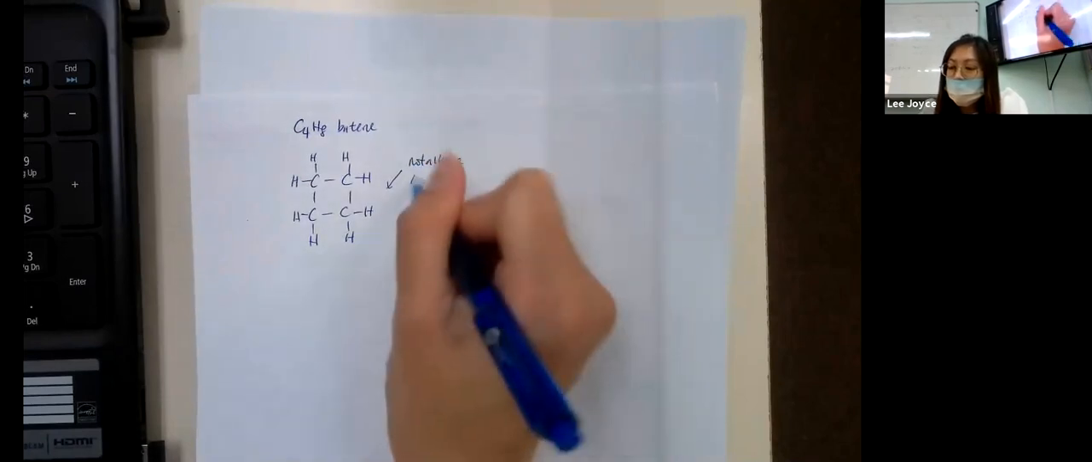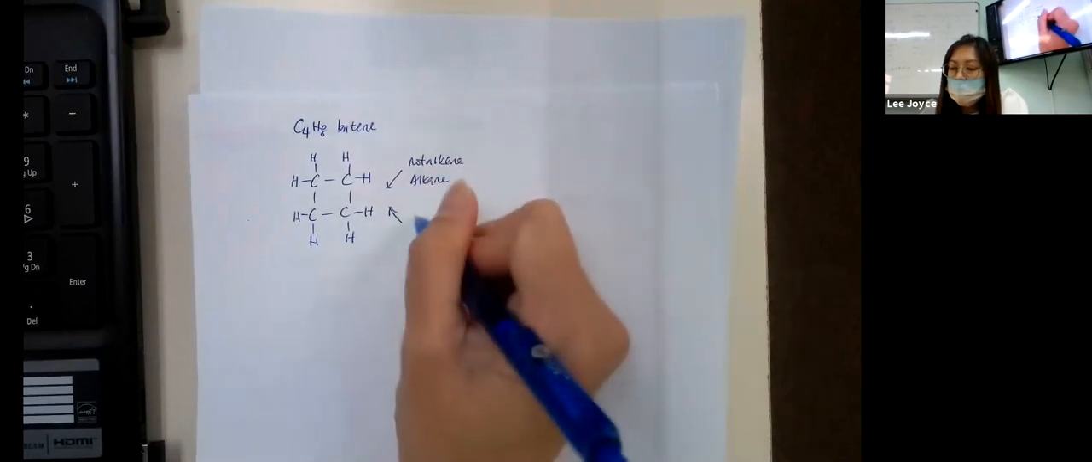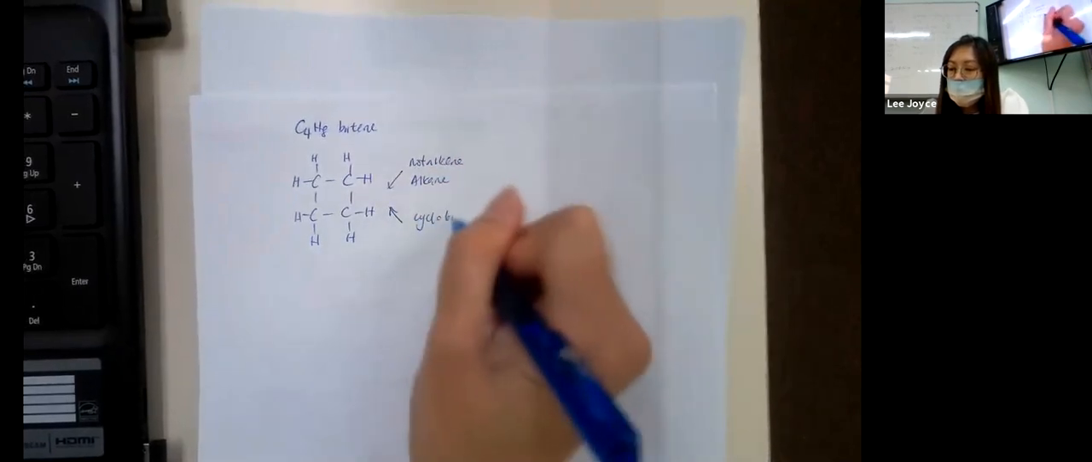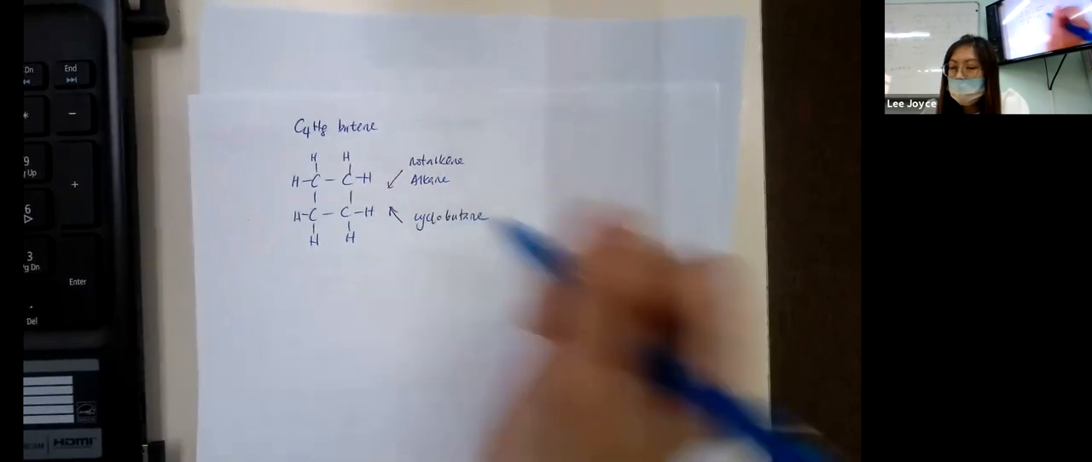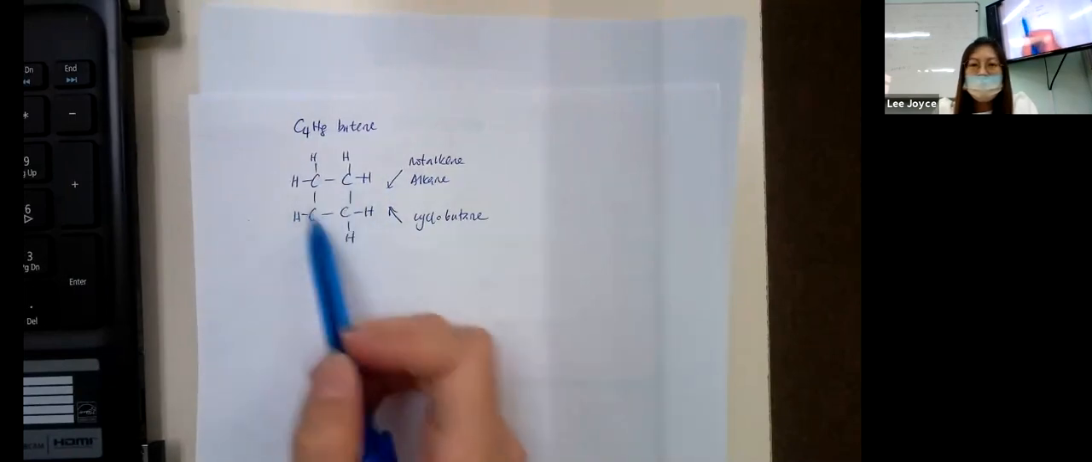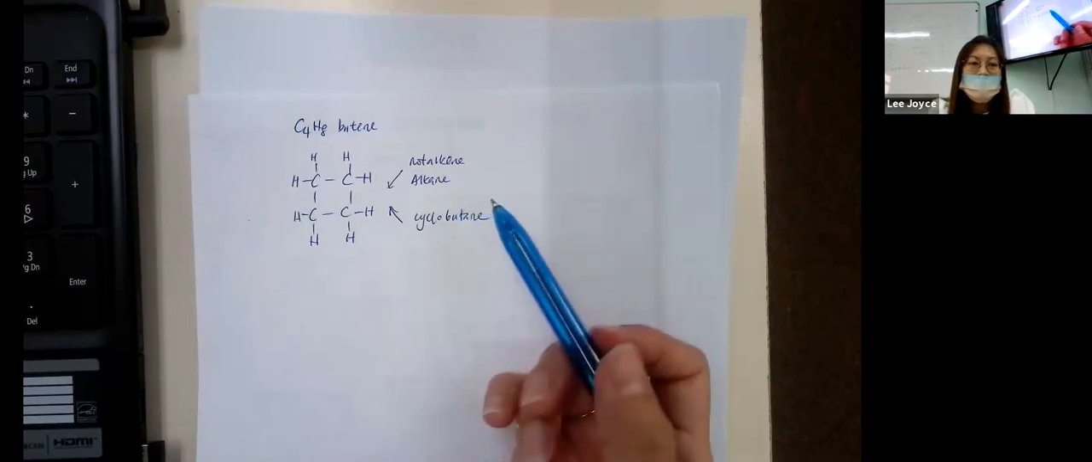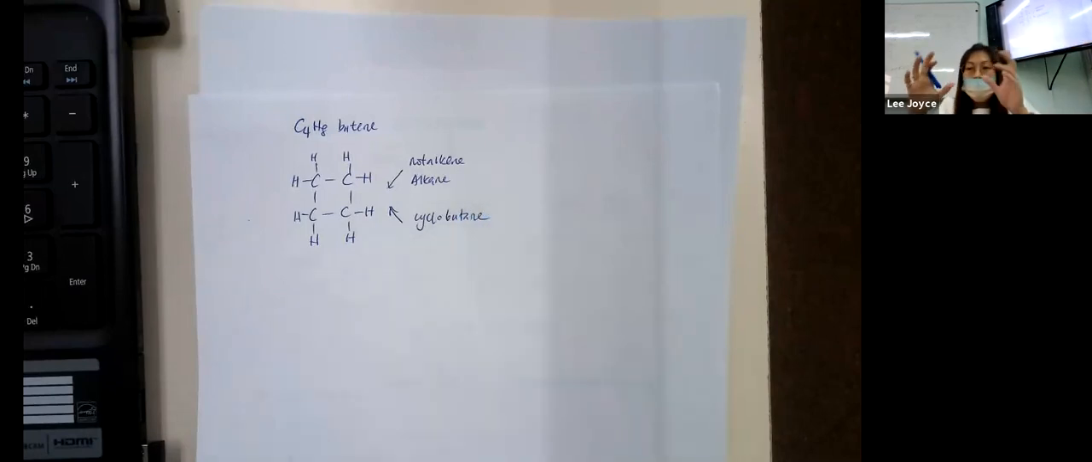But instead, this is an alkane. Right, and what do we call this alkane? This is known as a cyclobutane. Right, now the word cyclo is used to describe a cyclic structure. We call this a cyclic structure of the hydrocarbons. So what are cyclic structures? That means the carbon chain are all interlocking with one another to form a ring structure.